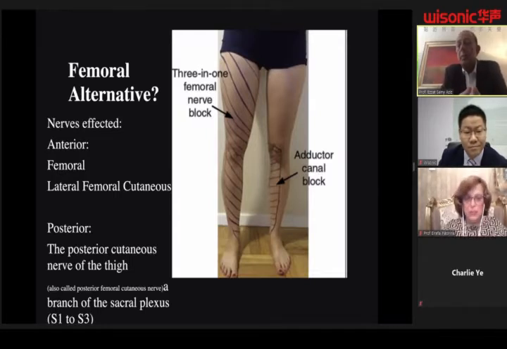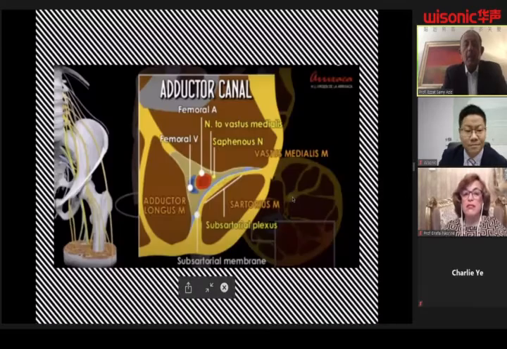You have to know that there are some centers in the US now that do knee replacements as day case surgery. And now we have the adductor canal block. The adductor canal block is what we call the subsartorial block.